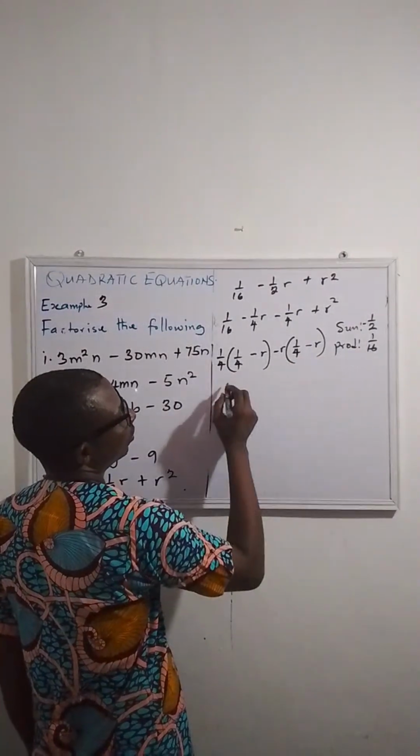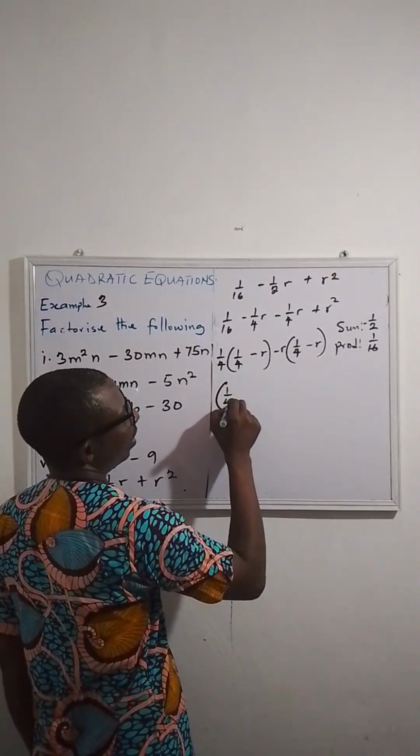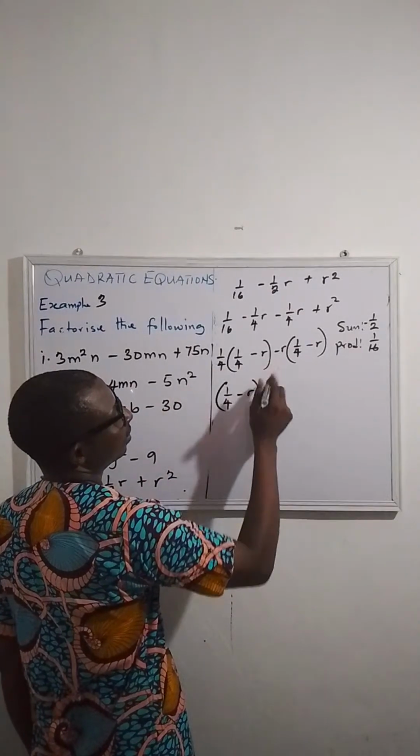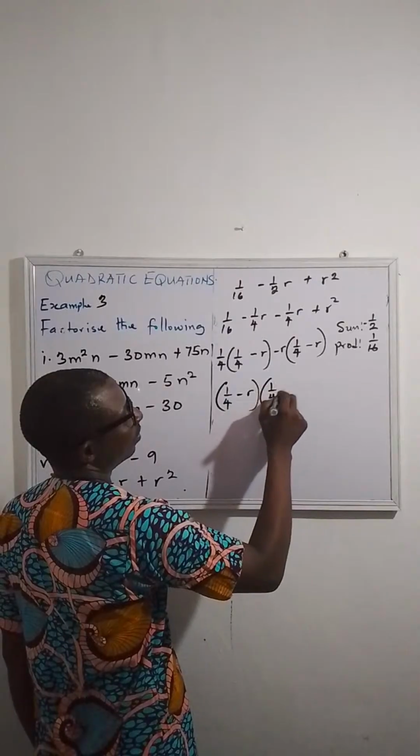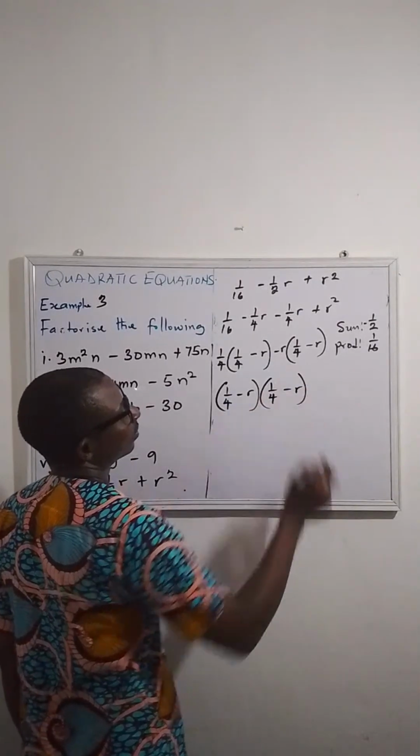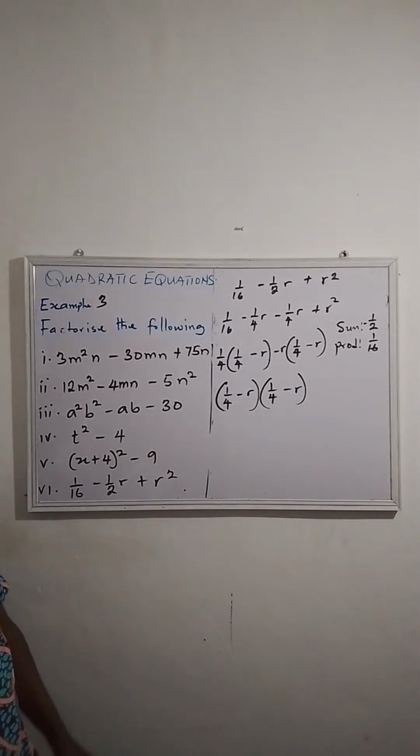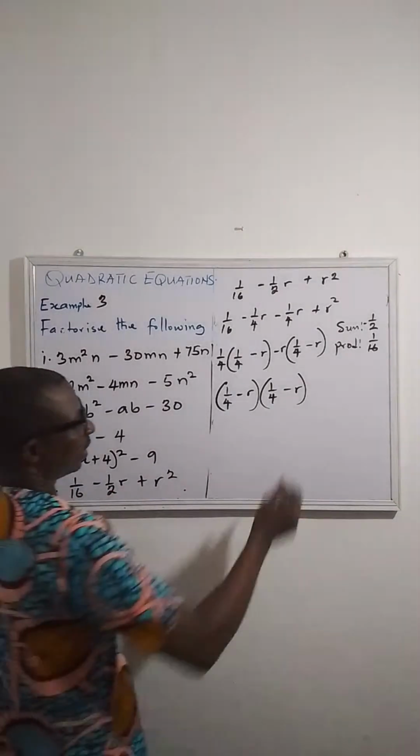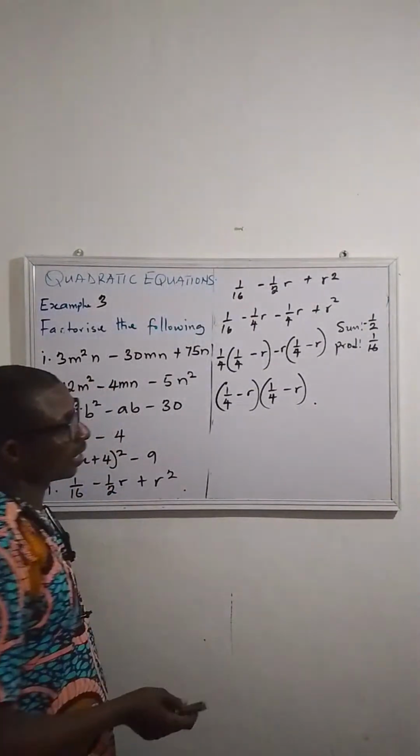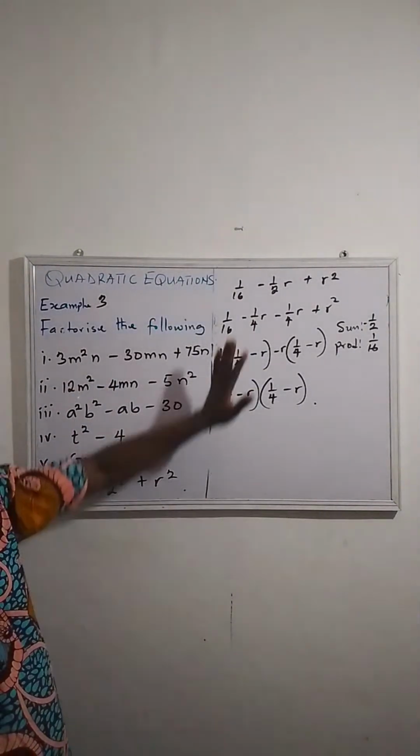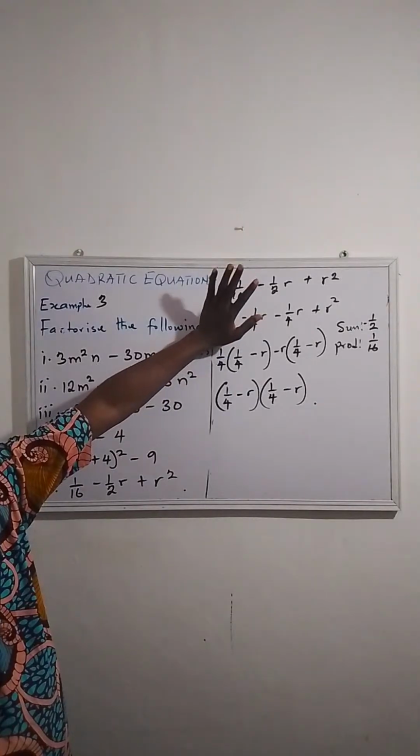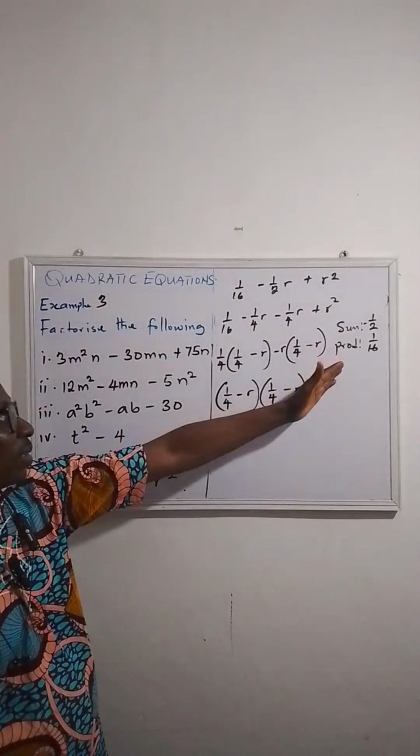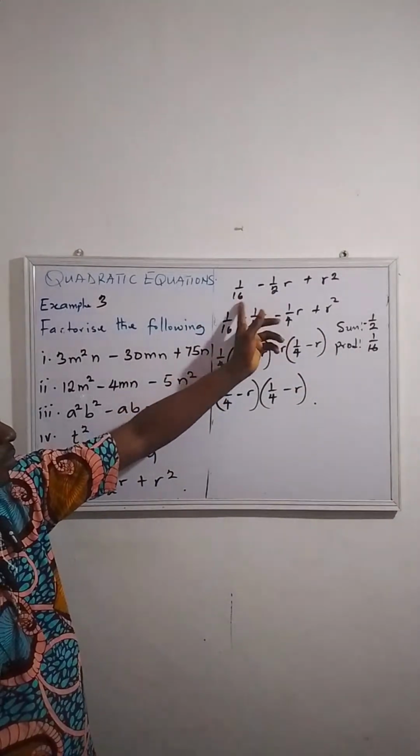Now look at what we have here. This is common. So you bring this one out, 1 over 4 minus r, and you are left with 1 over 4 minus r. So this is going to be the answer to the problem. I want to believe you find this very easy. It's just the same procedure.